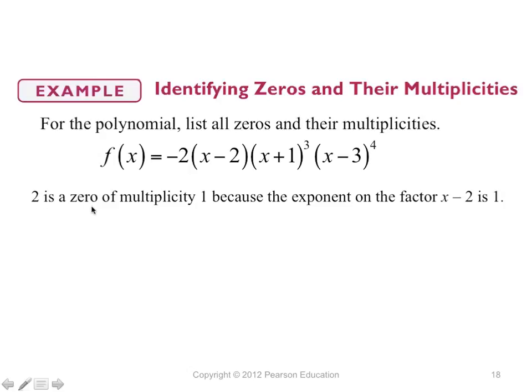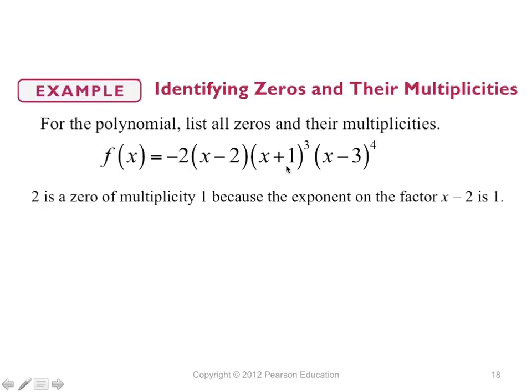Now multiplicity, that's something new. In order to find the multiplicity, all you have to do is look at this factor, x minus 2, and look at its exponent. It has an exponent of just 1 because there's nothing there at all. So it's really just x minus 2 to the first power. So the 0 of 2 has a multiplicity of 1.